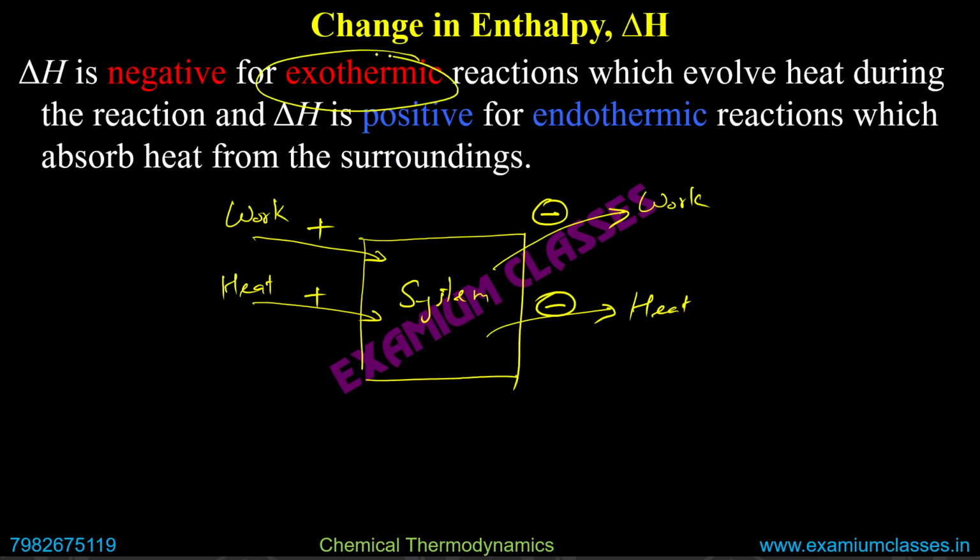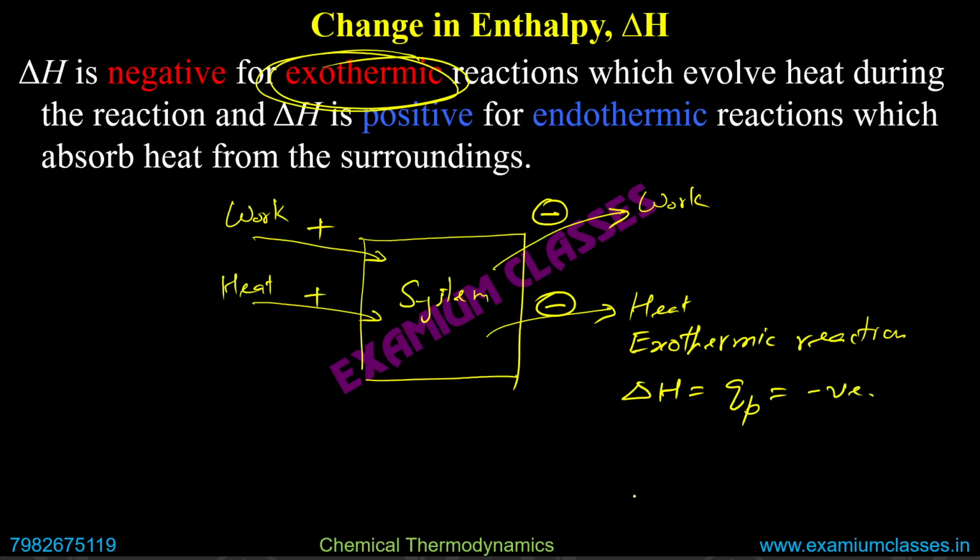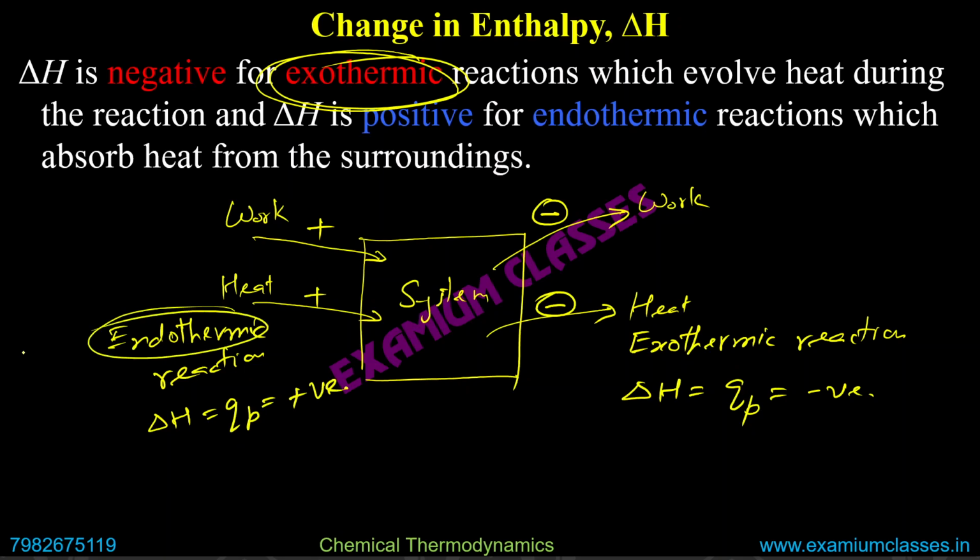So an exothermic reaction means heat is evolved. So this is an exothermic reaction. Heat is evolved. It means delta H, which is QP, will be negative. But if heat is getting into the system, absorbed by the system, it will be an endothermic reaction. It means for an endothermic reaction, delta H, which is QP, will be positive. So endothermic reaction, delta H positive. Exothermic reaction, delta H negative.